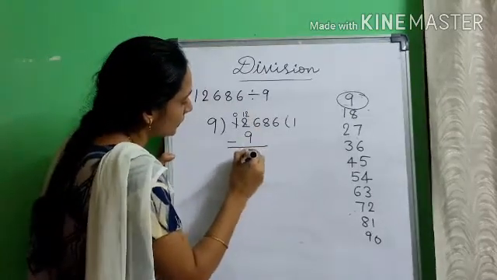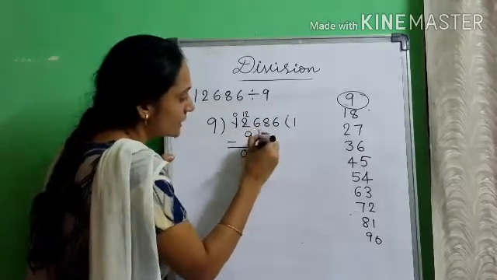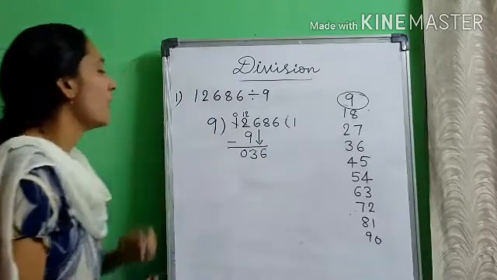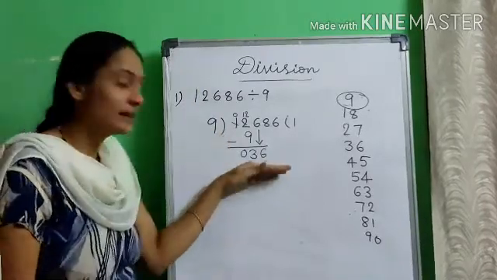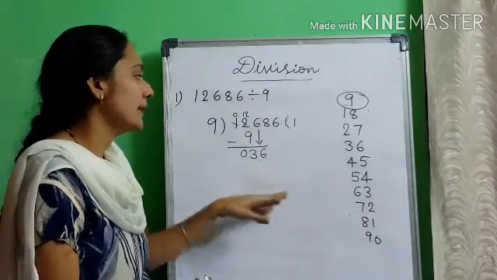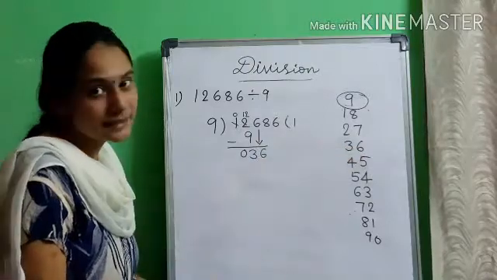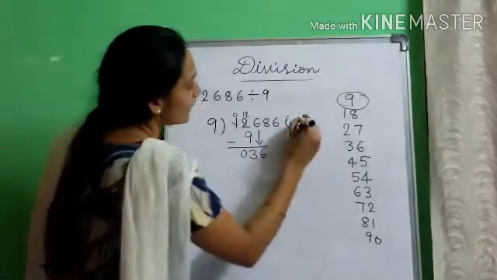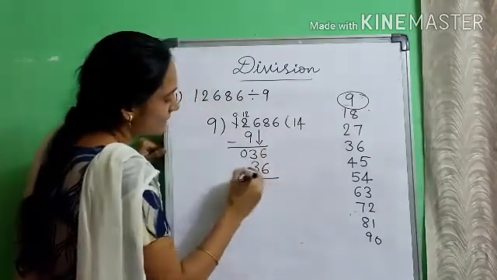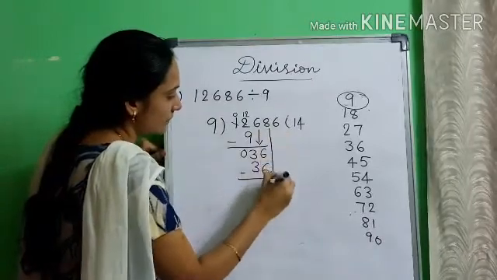Here 0. And here bring down the next digit. What is the next digit? 6. So bring down 6. Now children, observe here 36. Which number is near to 36 or equal to 36? 9 fours are 36. So, write 4 in the quotient place and 36 here. 36 minus 36, 0. And bring down the next digit.